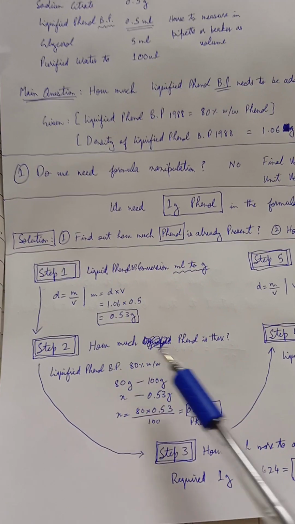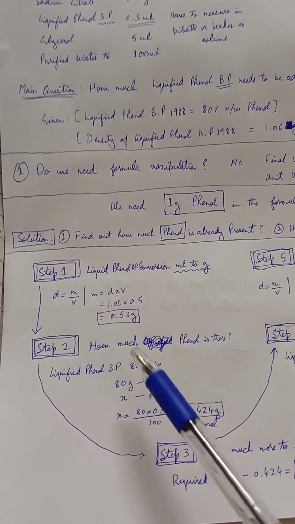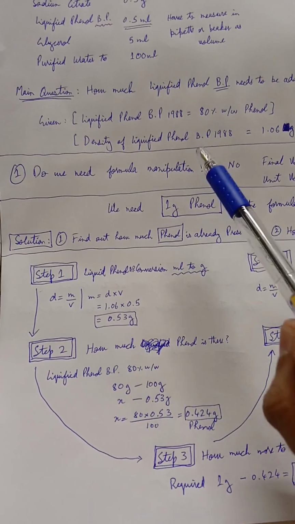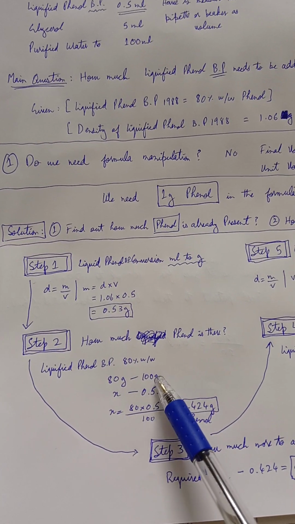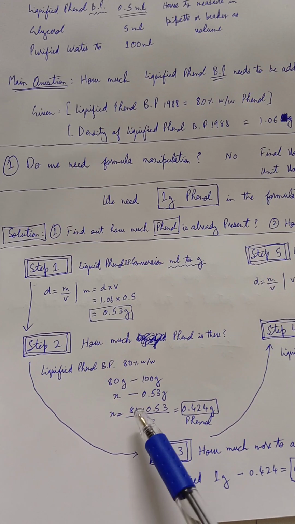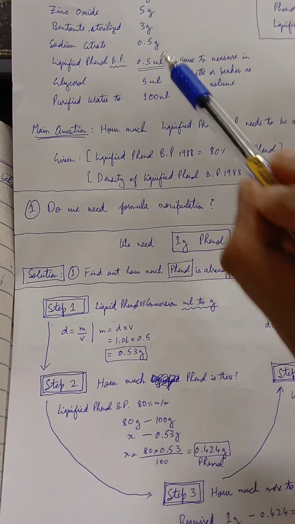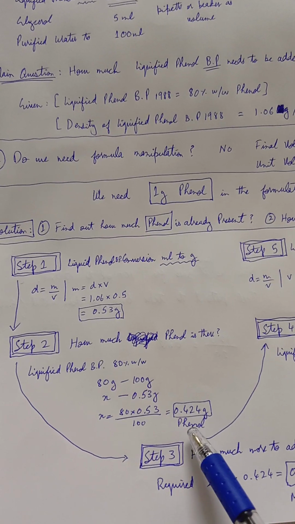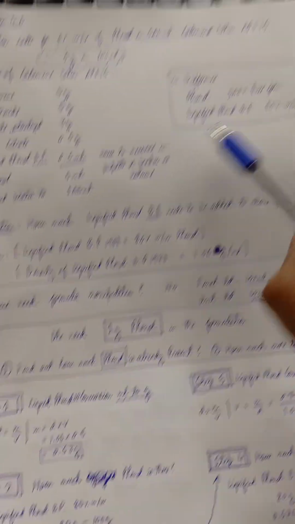Step 2. How much phenol is there? This was by mistake, so just ignore it. How much phenol is there? Well, we know that liquefied phenol is 80% weight by weight. Now 80% weight by weight means 80 grams in 100 grams. Then how much is going to be in 0.53 grams? If we do the cross multiplication, the answer is that this quantity here, 0.5 ml, contains 0.424 grams of phenol. I mean 100% pure phenol.